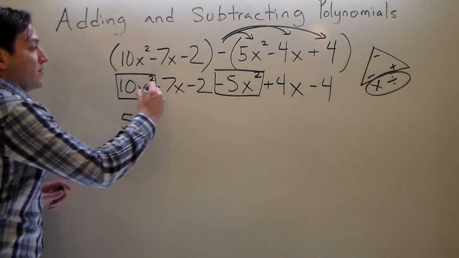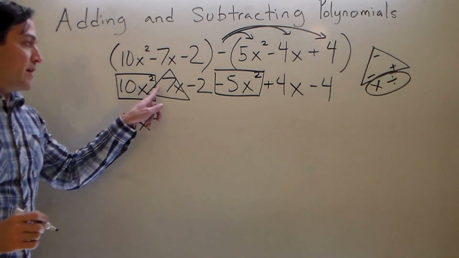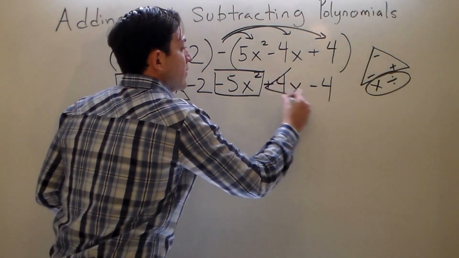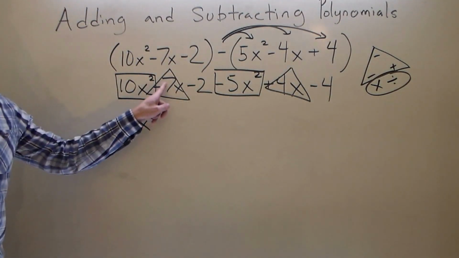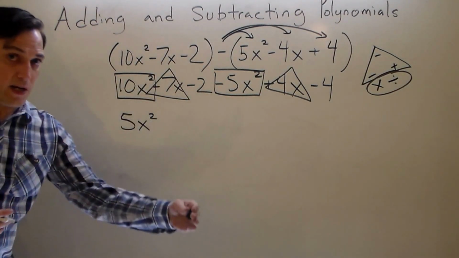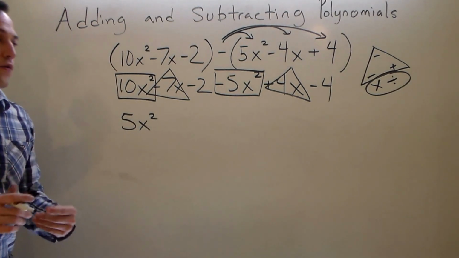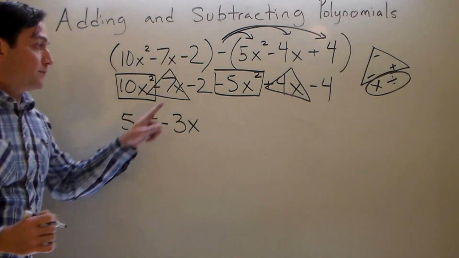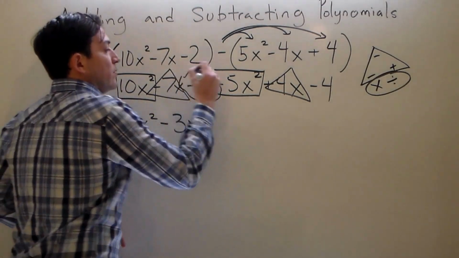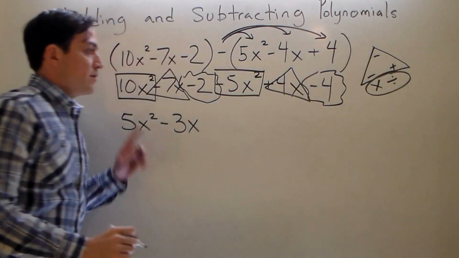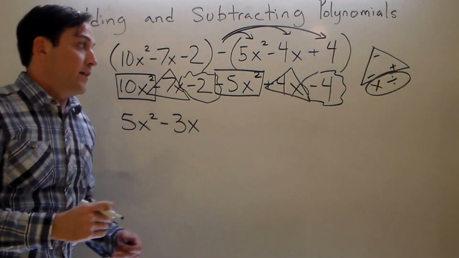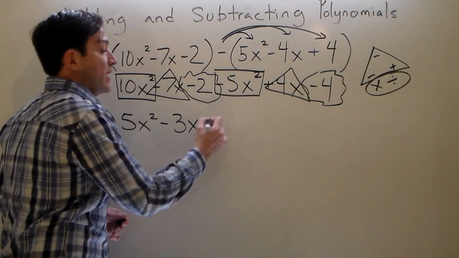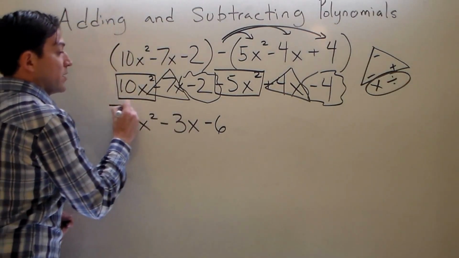Okay, let's move on to our next term. So right here I have a negative 7x. Do I have any other x terms that I can combine with? Here we go, 4x. So I have negative $7 in my bank account. I put $4 in. I'm still overdrawn by $3. So I'd have negative 3x. Okay, and then finally we're going to do our numbers here. So I have negative $2 in my bank account. And then I take $4 more out. I'm actually overdrawn by $6. So this is the result.